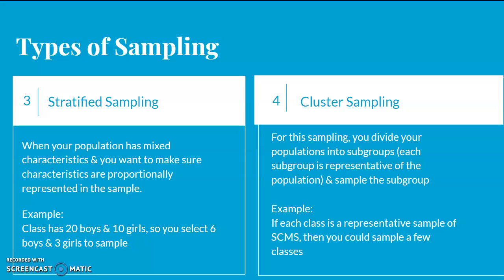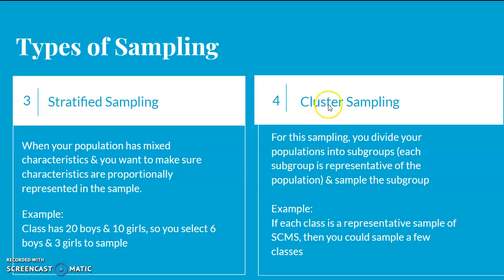So in order to get a representation of it using stratified sampling, I would select 6 boys and 3 girls to sample. Or, if I selected 10 boys, then I would select 5 girls to sample. So kind of going that way.